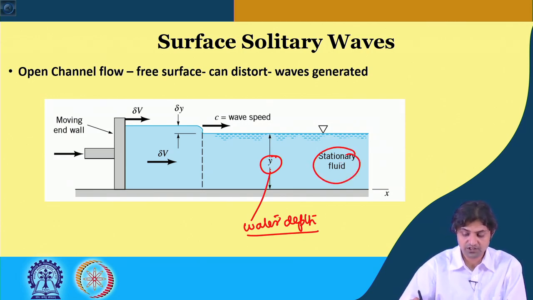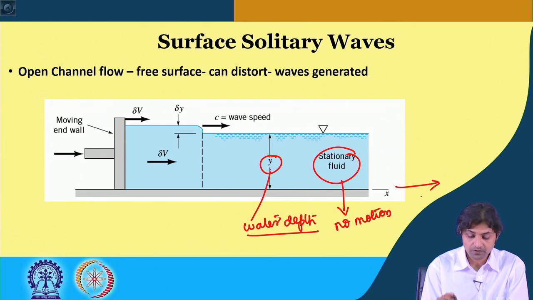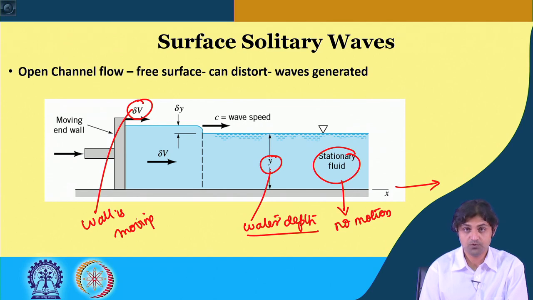Initially, this is a stationary fluid. So, no motion. X is given in this direction. Now, what we assume, I will just explain, we will come back to it again, but delta v is the velocity with which the wall is moving, and because of the movement, suppose that the water in this area goes up by distance delta y.